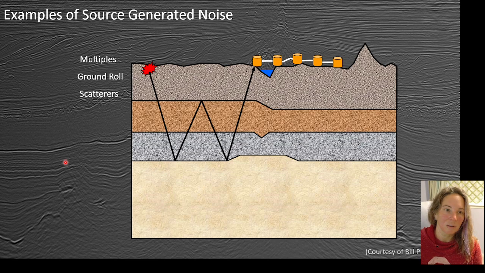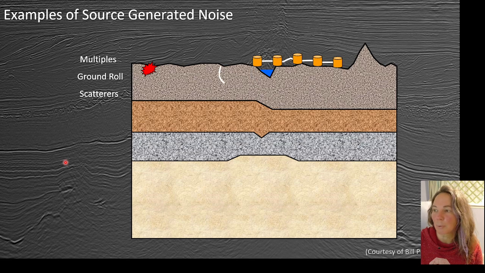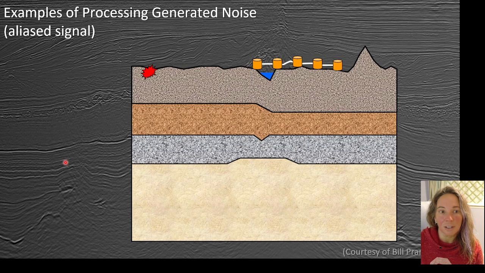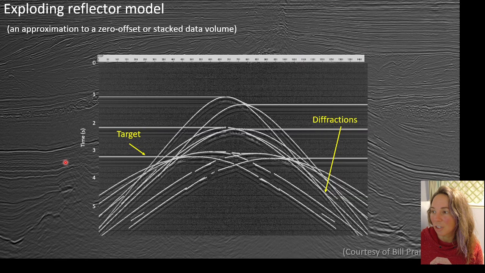So we have our idealized case, where the energy goes down, bounces off a reflection and comes back up, but you can end up with multiples, you can end up with ground roll, you can end up with different types of scattering, diffractions. So all of that ends up in your seismic data.